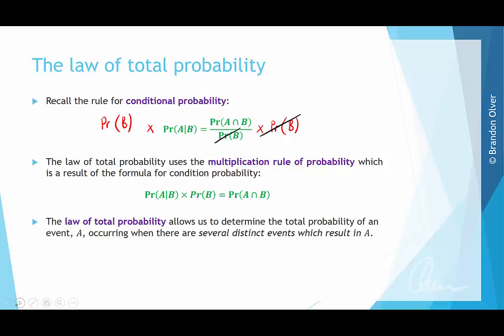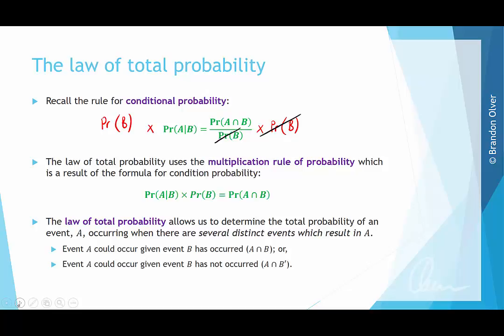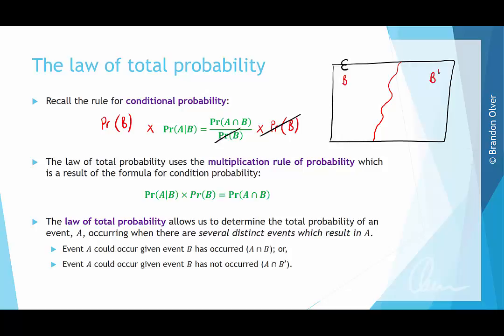This law allows us to determine the total probability of an event A occurring when there are several distinct events which result in A. So event A could occur given event B has occurred, so that's A intersecting B, or we could have event A occurring given event B has not occurred, which would be A intersecting the complement of B. So up here we could draw a Venn diagram of sorts, where this is the entire sample space, and I'm just going to divide it a little bit randomly into event B and the complement of B. Over that we have some event A, and that event A could occur given B has occurred, or could occur given B has not occurred.